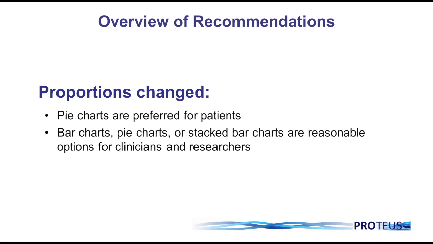Finally, in some instances, clinical trials report the proportion of patients in each arm meeting a responder definition. That is, the proportion of patients who might be improved, stayed the same, or worsened by some change score criterion. In cases where a proportion needs to be displayed, the recommendations are to use pie charts for patients. For clinicians and researchers, bar charts, pie charts, or stacked bar charts are all seen to be reasonable display options.